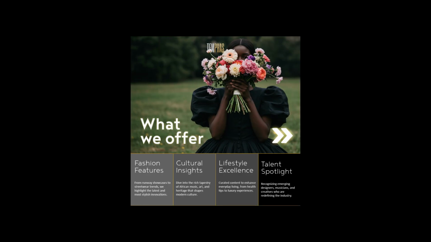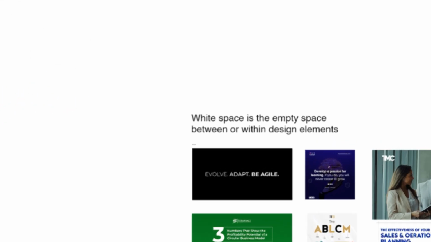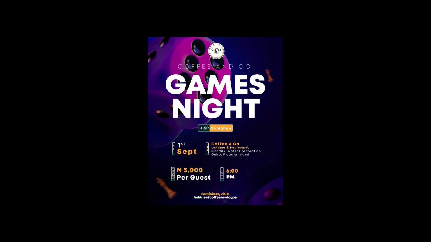Do you understand? So white space or negative space is one of the most powerful design tools. It's not just empty space, it's active space that helps separate elements and make a design easy to navigate. Do you get? So it's basically the space in between every single element, the space around each element. That's basically what white space is about in simple terms.